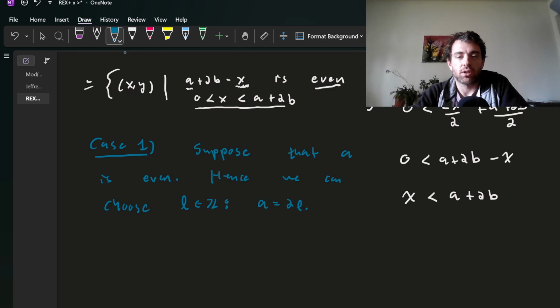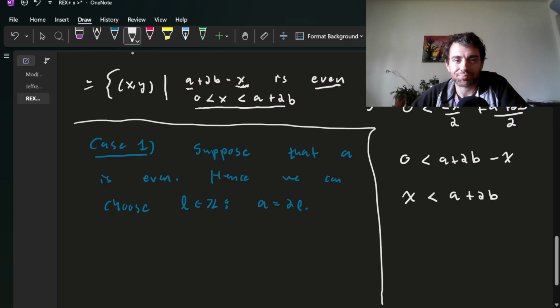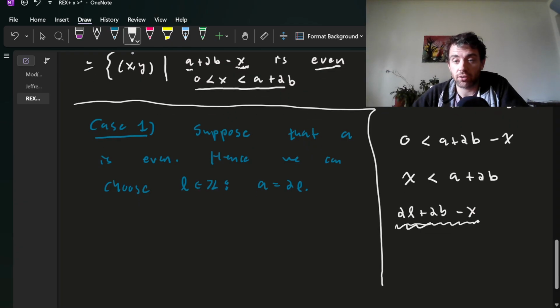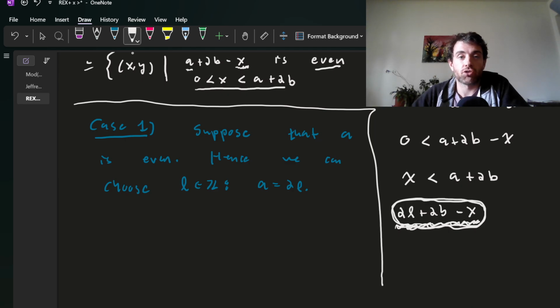And so now, if we think about it, hopefully we're thinking about it this entire time. If a is even, right, so we have 2L plus 2b minus x, and we're demanding that this entire term is even, well, that will only be even if x itself is even, right? This whole term here, if x were odd, this whole term would be odd, right? So this entirely depends on x, right?